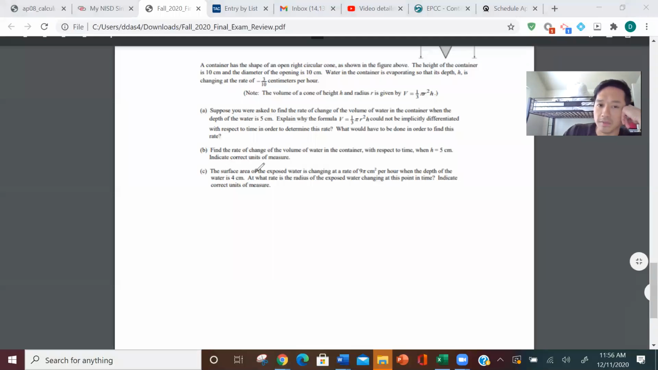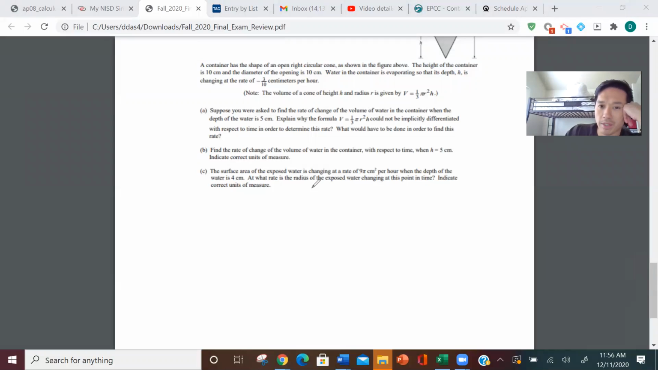So part C says the surface area of the exposed water is changing at a rate of 9 pi centimeters squared per hour when the depth of the water is 4 centimeters. So we know the depth is at 4. At what rate is the radius of the exposed water changing at this point in time? So we need surface area. So the surface area on top of the cone is 4 pi r squared.